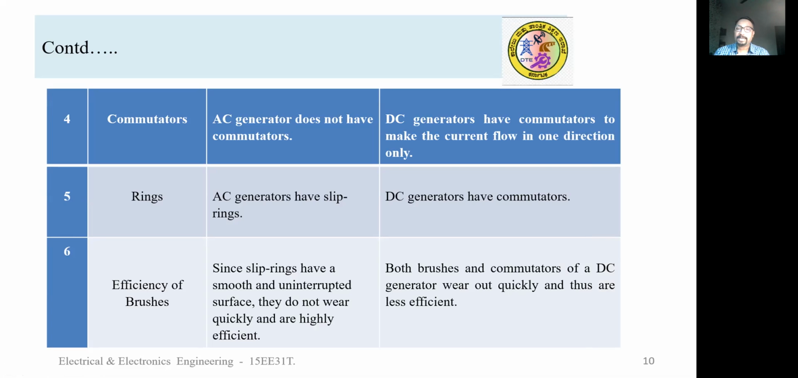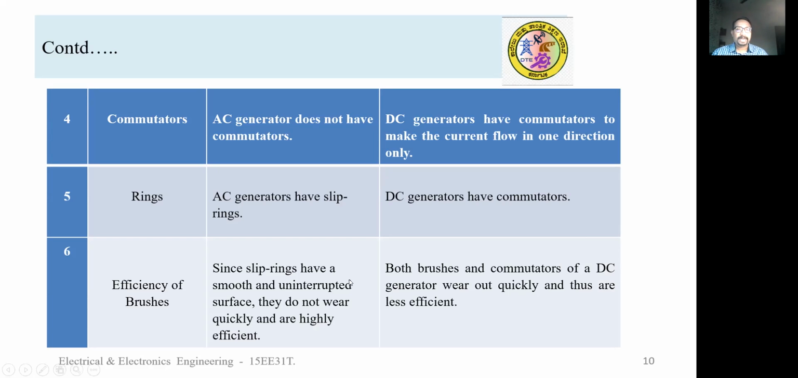Whereas in the case of a DC generator, both the brushes and the commutator will wear out quickly and hence it has less efficiency. It is because of the commutation. Because of huge sparking across the brushes, both the brushes and the commutator surface will wear out very quickly. Hence, automatically, the efficiency of the brushes and the split rings or commutator is less in a DC generator.